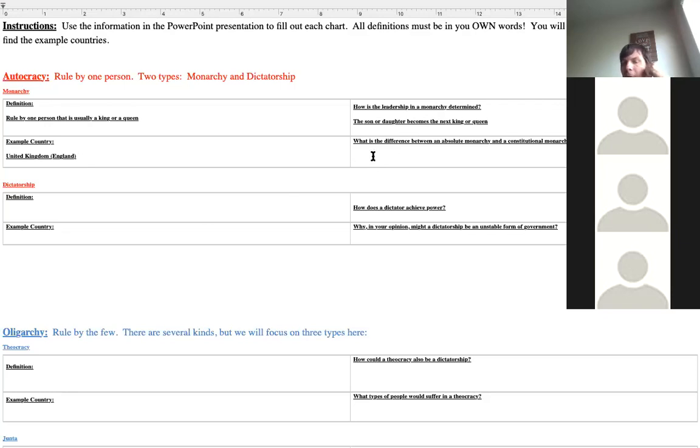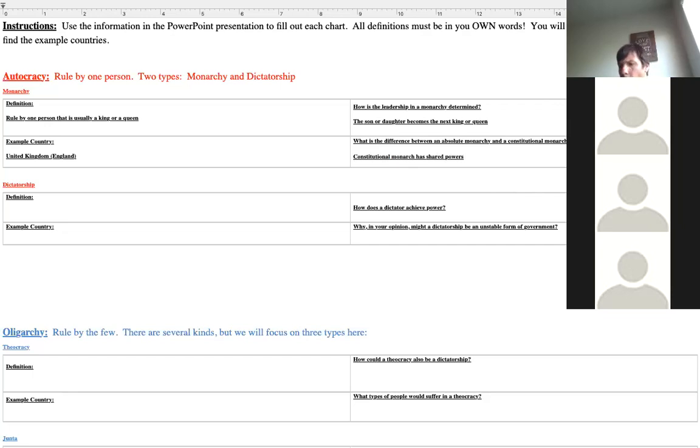It says, what is the difference between an absolute monarchy and a constitutional monarchy? Can somebody go back into the PowerPoint, look at it, and tell me the difference between them? A constitutional monarchy is where the rule of law is shared. So what would you say a constitutional monarchy is? Shared powers. Okay, a constitutional monarch has shared powers.